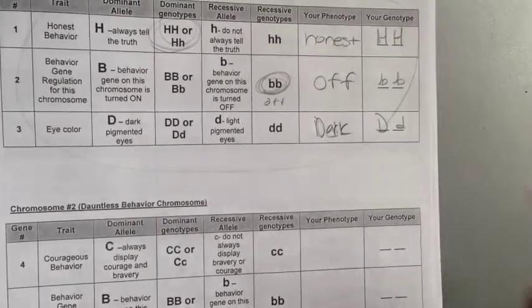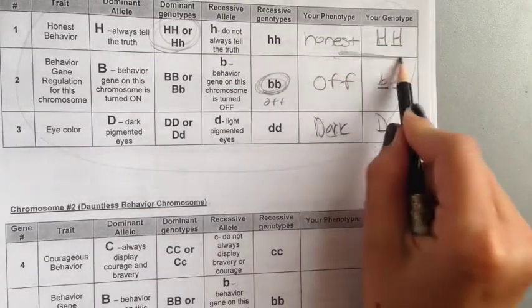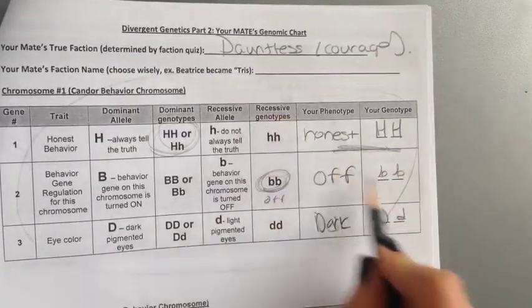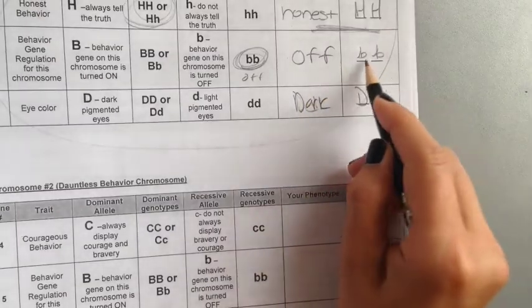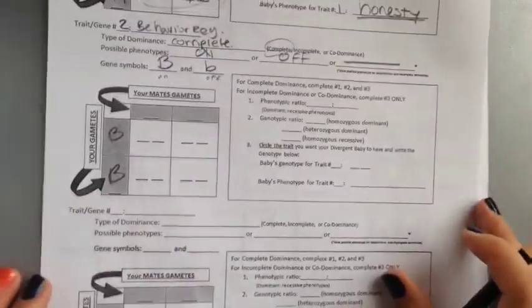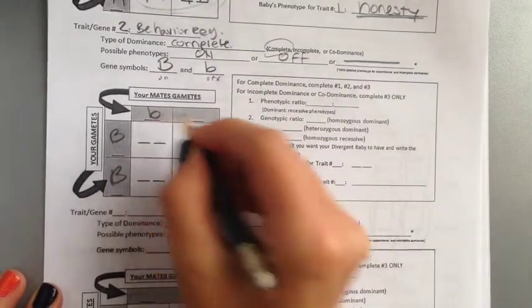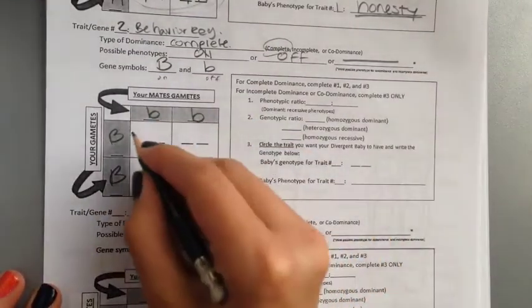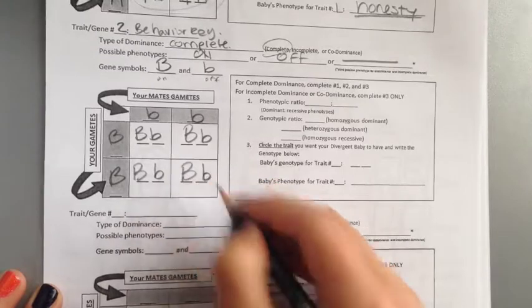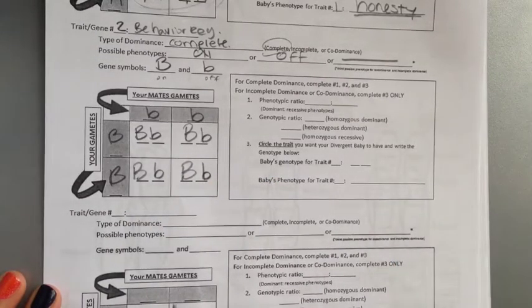Now, my mate, on the other hand, they were honest, they were carrying the honest genotype. However, they could not be honest because they were, again, in Dauntless, so that means they had to have it off. So they had their behavior regulator off, and they were homozygous recessive. So that means when I come over here for my mate, what I'm going to end up putting down is little b, little b. So when I go ahead and work out the Punnett square, this is what my result will be. 100% heterozygous dominant for behavior regulator being on.